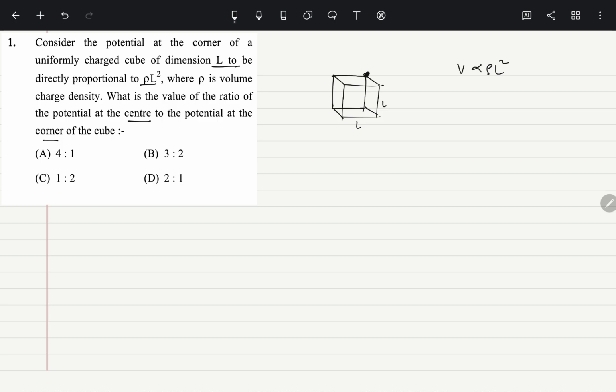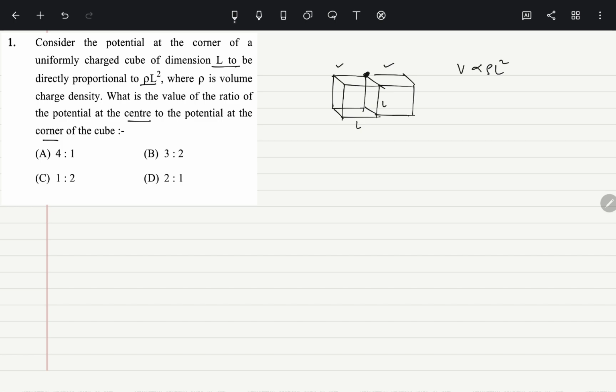This is the corner of a small cube. So we'll try to convert this corner of a small cube into the center of another cube. Getting my point? So how can we convert this corner into the center? By placing three more cubes on this same level, like this, and one cube on this side, one cube on this side. So there are four cubes, and these similar four cubes will come on top of it.